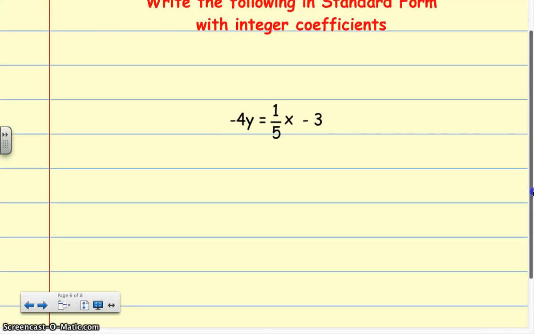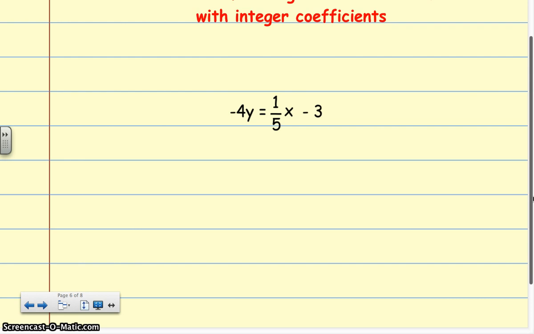Alright, if I wanted to translate this into standard form with integer coefficients, again, standard form is not simplified unless you don't have any fractions and you don't start off negative. Those are the two criteria. So the first thing I want to do is move my 1/5 x over. This is a positive 1/5. To move it, I would subtract 1/5 x. So I have negative 1/5 x minus 4y is equal to a negative 3.